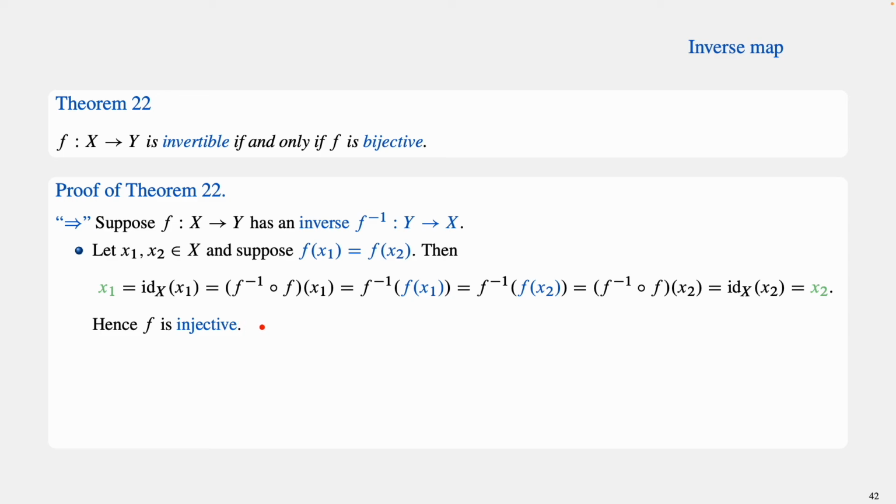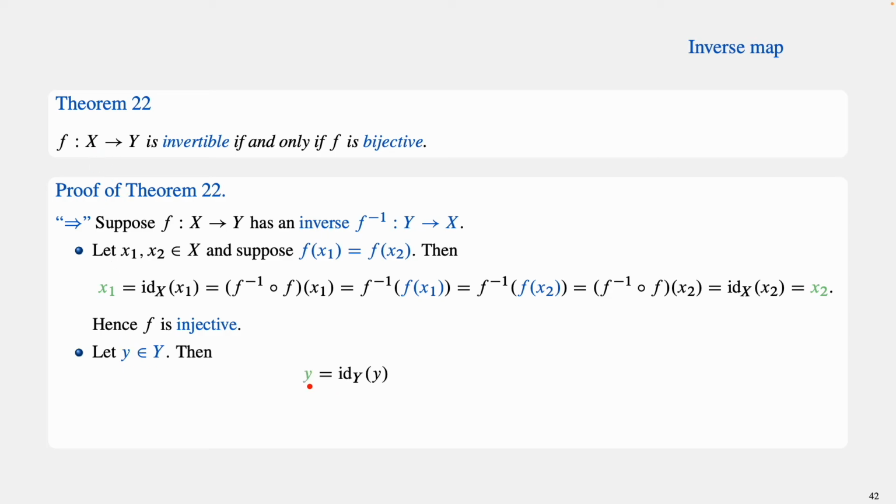Now I will show that f is surjective, and together with the injective part, this means that f is bijective, which would conclude this part of the proof. So let y be any element in the codomain big Y, and to show that f is surjective, I need to show that for this arbitrary element I can find some element in x that maps to it.